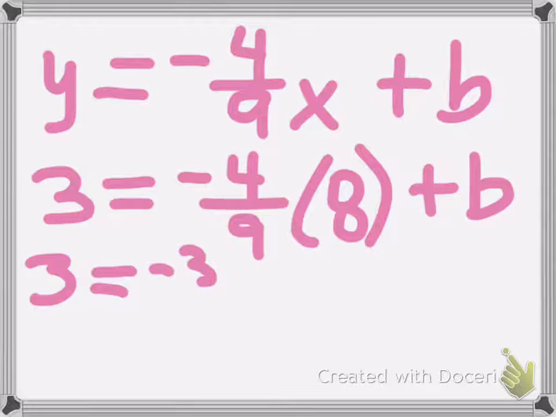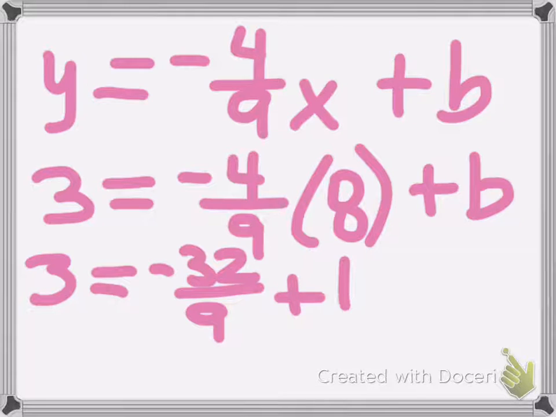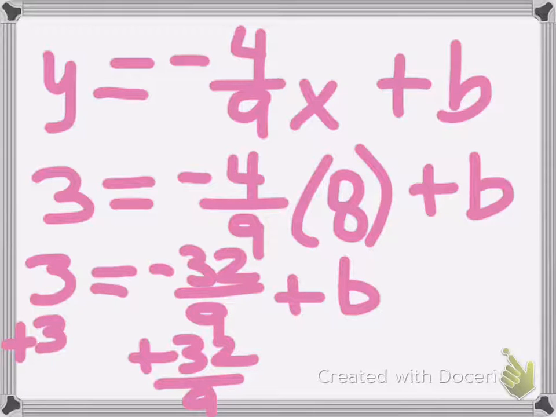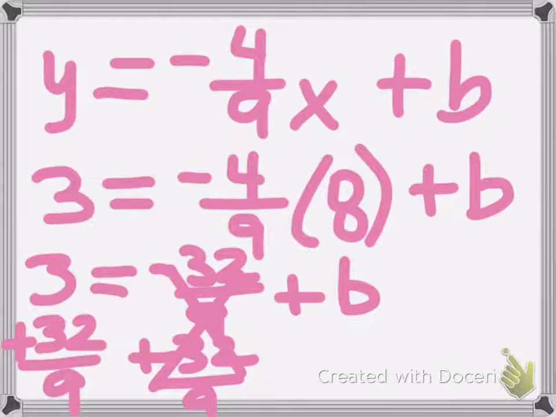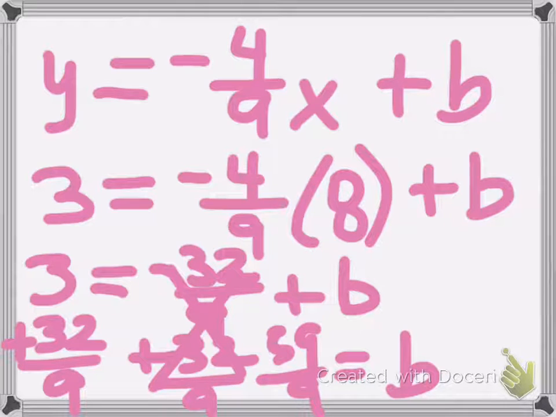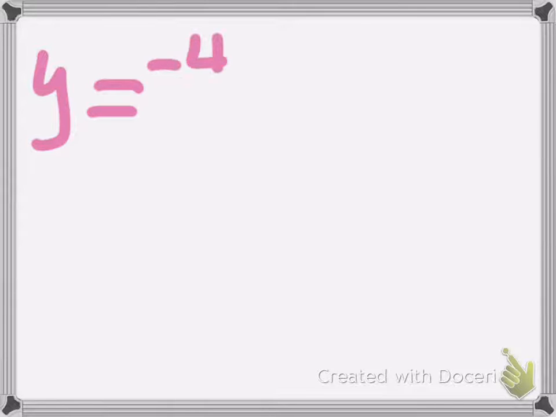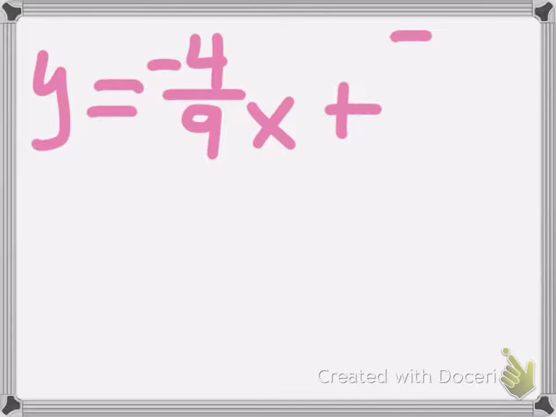So 3 equals -32 over 9 plus b, and we have to get b by itself, so we have to take the 32 over 9 and move it to be with the 3 away from the b. So we have 3 plus 32 over 9, which ends up giving us a fraction, which is fine, but the fraction is going to be 59 over 9. So b would be 59 over 9. So if we plug them all in, the values that we have m is -4/9 and b is 59 over 9. So we get y equals -4/9 x plus 59 over 9 as our final answer.